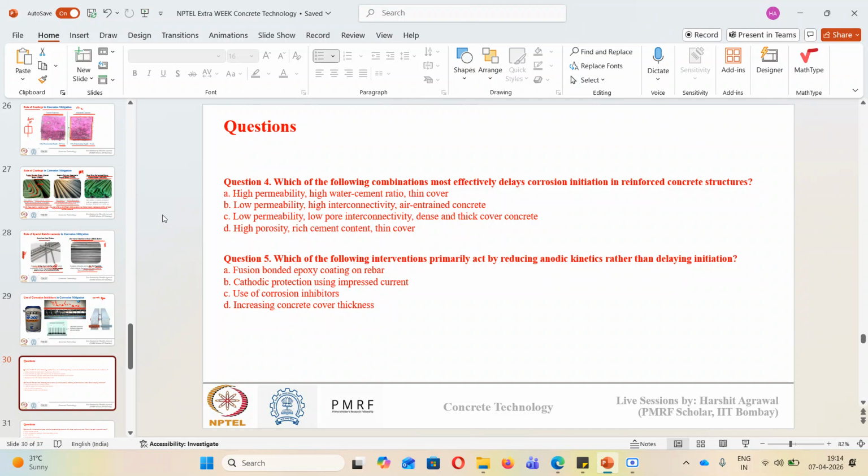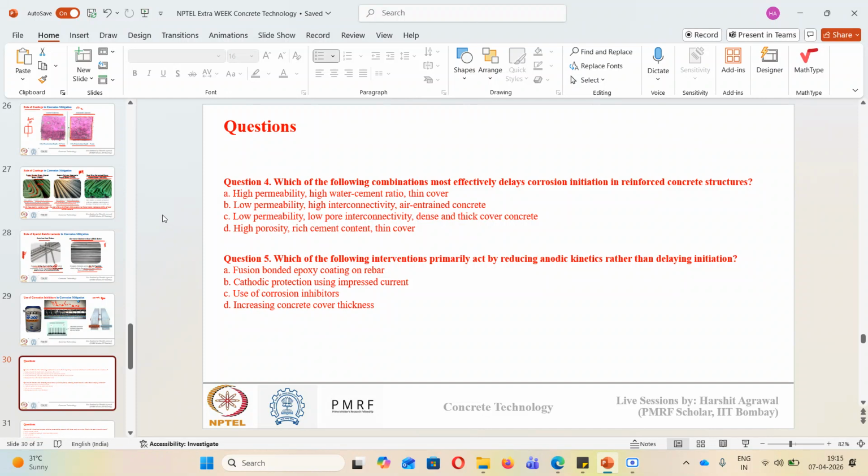So in addition to concrete quality, we discussed coating over the concrete surface. We talked about coating over reinforcement. We talked about alloyed reinforcement, and we have discussed corrosion inhibitors also. So if you have any doubt regarding any of these methods, you can ask. If not, just try to answer question number 4.